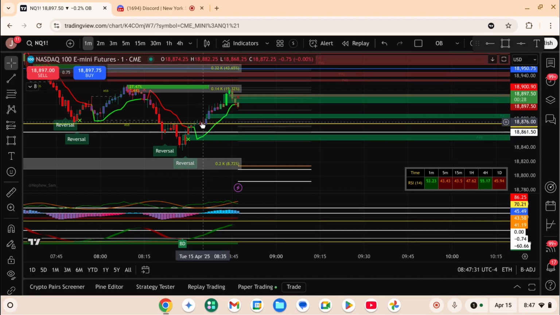Easy money. But this is where we entered in around here with the break above that 1 hour order block. And we just targeted, I think it was a gap around here, around this order block on a 1 minute.